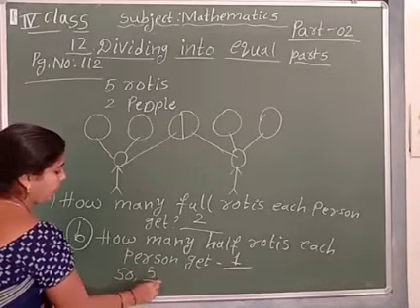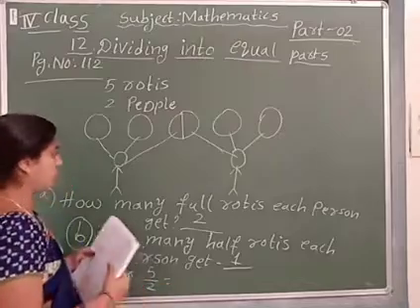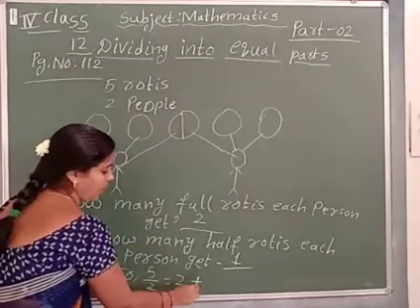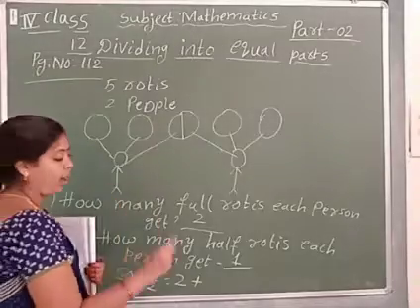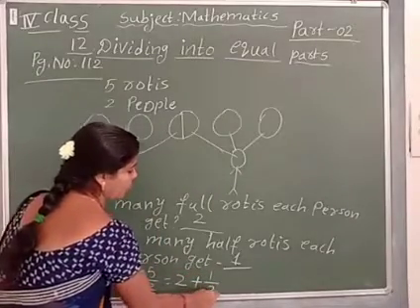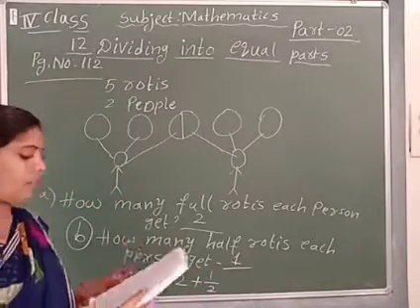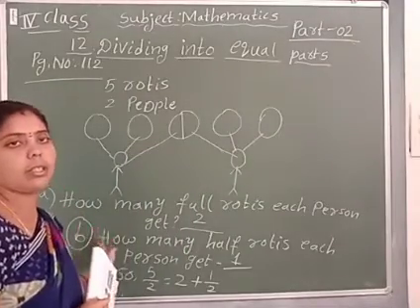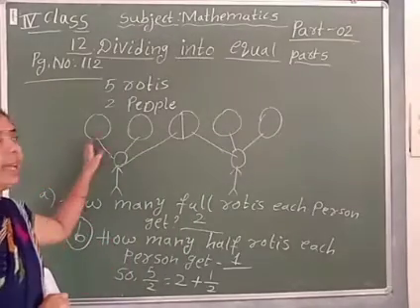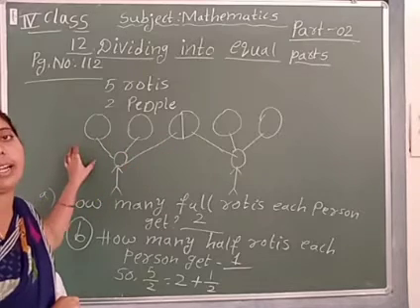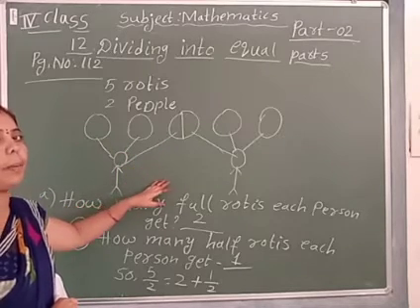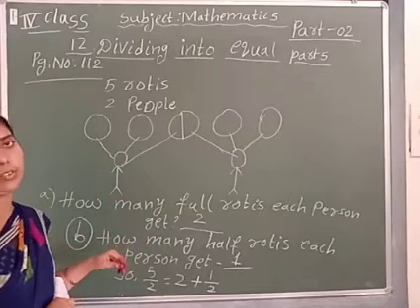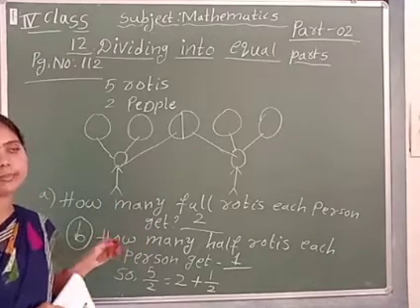So 5 by 2 is equal to 2 full parts and 1 half part. You will write this here in the textbook and also in the notebook. Write down. Understand? So 5 rotis divided equally among 2 people: 2 full rotis each and 1 half roti. So write down this.